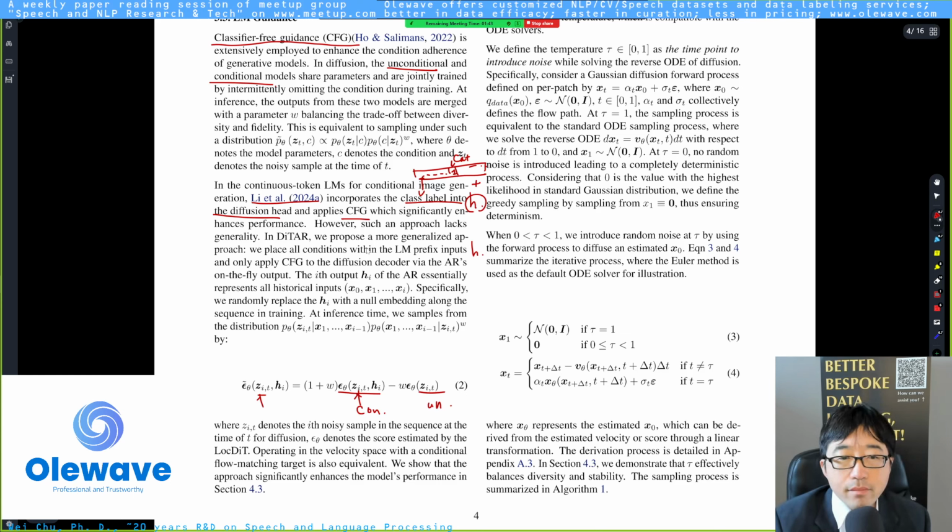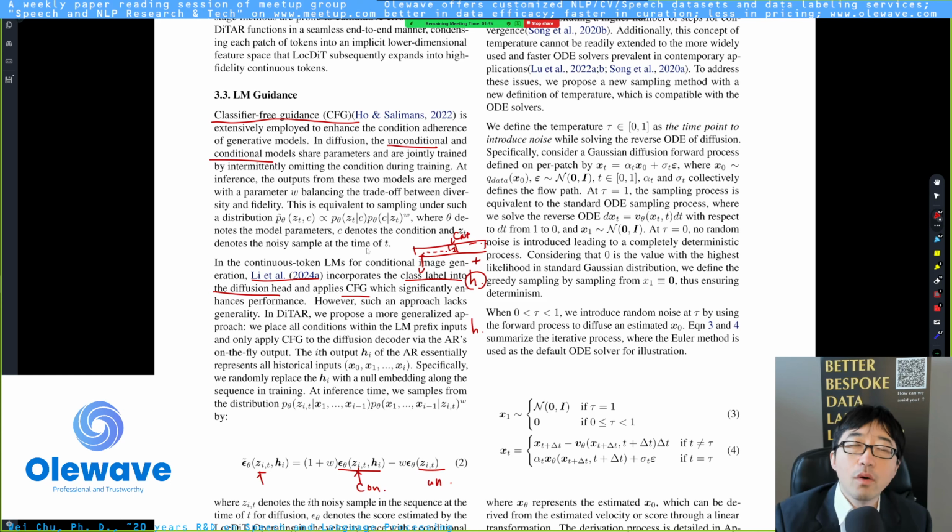Okay, and this is why during the training phase they have to train, or this is their design. I'm not sure whether this is a design they invented, because they say they can train the unconditional model and the conditional model together by sharing their parameters. Okay. The way they did this is they occasionally omit the condition during training. Okay, this is why you can see this is the equation. Okay, makes sense.